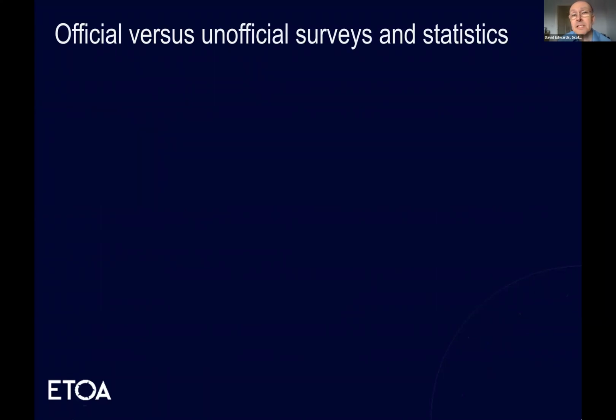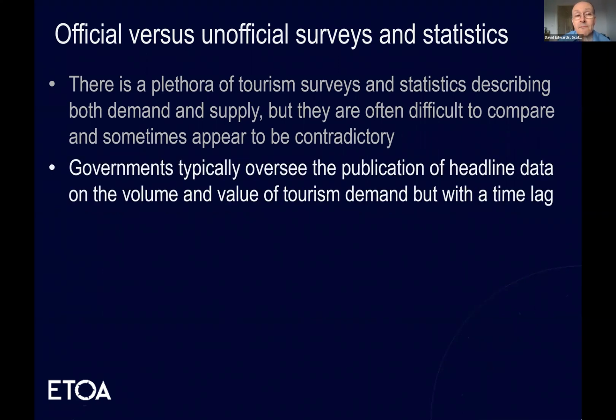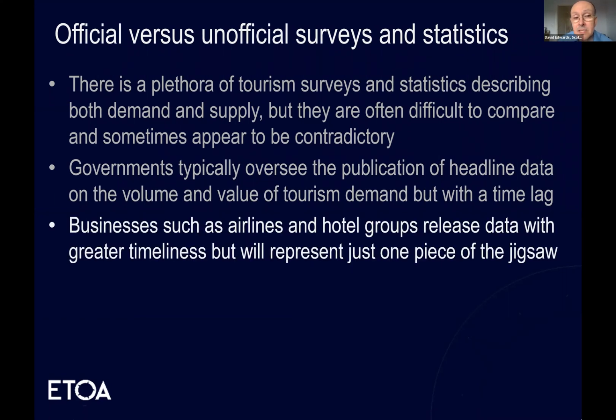So let's talk about official versus unofficial surveys and tourism statistics. There is a plethora of tourism surveys and statistics on both demand and supply, but they are often difficult to compare and sometimes appear to be contradictory. Now, we often find that governments will typically focus on publishing data on headlines such as the overall volume and value of tourism in a destination, but that will often come with quite a time lag. Then we've got businesses such as airlines and hotel groups who will release data with greater timeliness, but of course their data will only be relaying information about one small part of the overall tourism landscape.